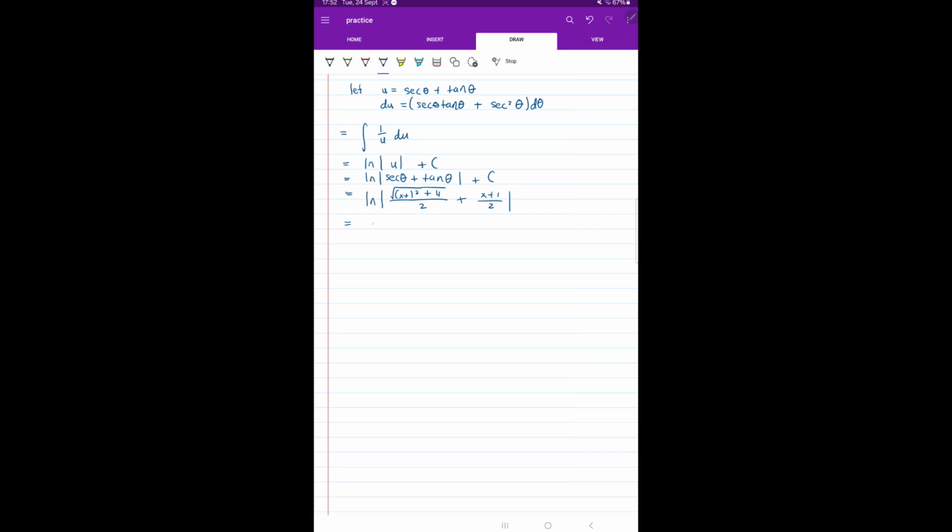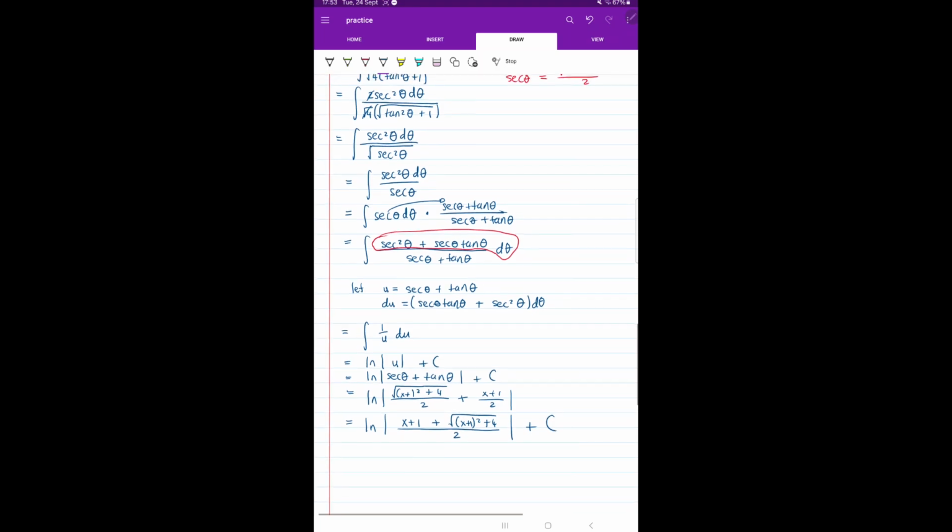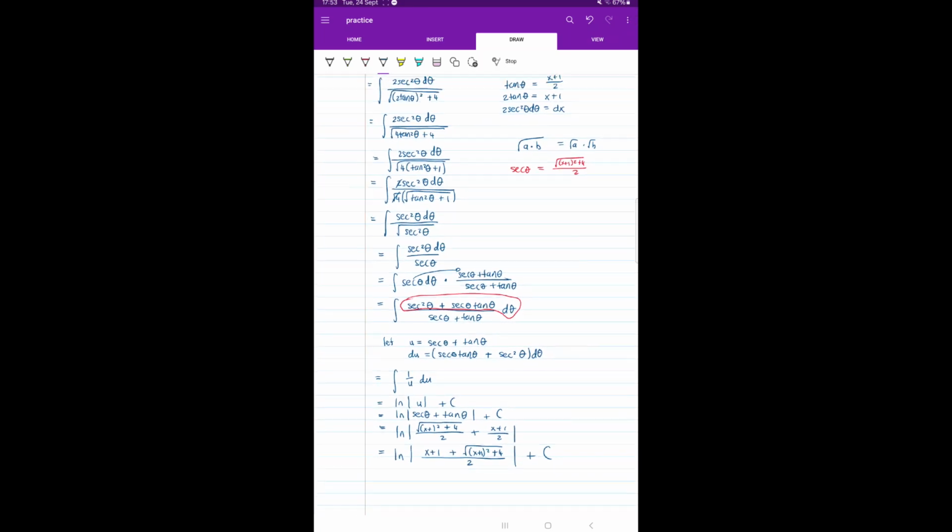We can combine these, so we get ln of x plus 1, this whole thing, all over 2, and plus c, and we are done. That is the final answer, and here is the entire solution.